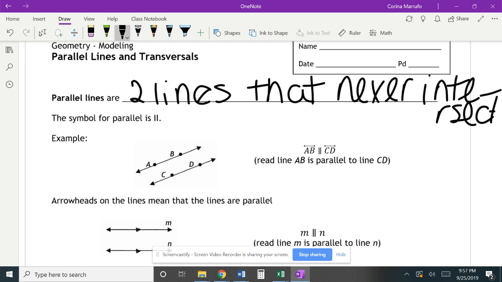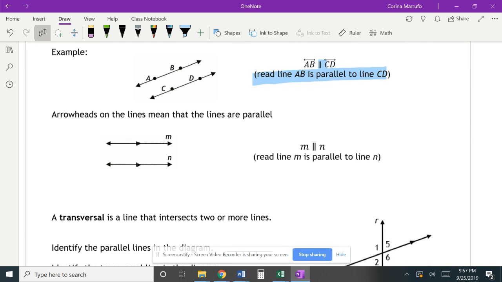So the symbol for parallel is, and then they give us an example of two parallel lines. Our symbol here looks like two L's or two I's put together, and they're just two parallel lines. So you read this as line AB is parallel to line CD. Another way to show the two lines are parallel is if they have these little arrowheads on here; those arrowheads are telling us that the two lines are parallel. And remember, you can name lines with lowercase letters, so M is parallel to N, or you can also name them with 2 points, like they did in the previous part.